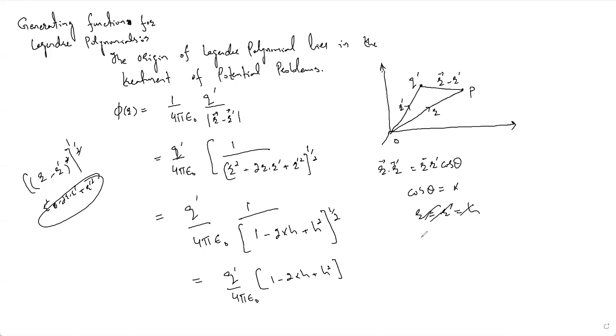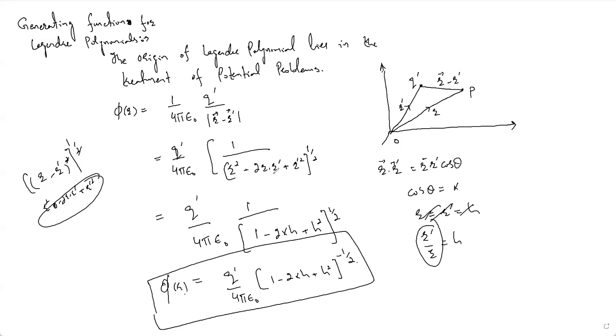This is not true here. r dash by r is equal to h. So what I will do then is divide throughout by r square. When I divide throughout by r square, this will be 1 minus 2xh plus h square, where r dash by r is equal to h, right? So here what will happen to your expression? I will just come to it in a while. So it is raised to the power minus 1 by 2, okay? So this is an expression. This is the potential phi of r.